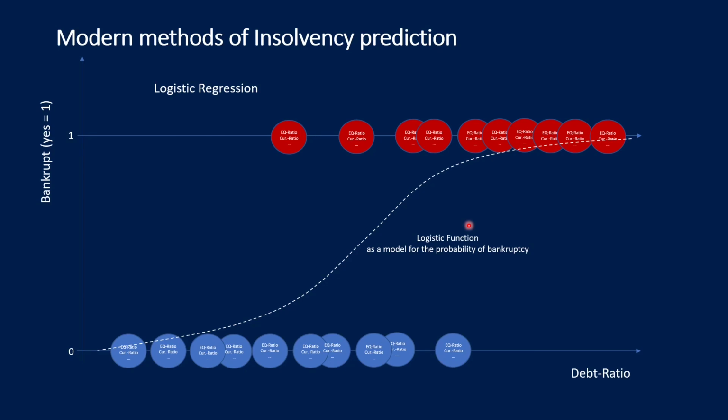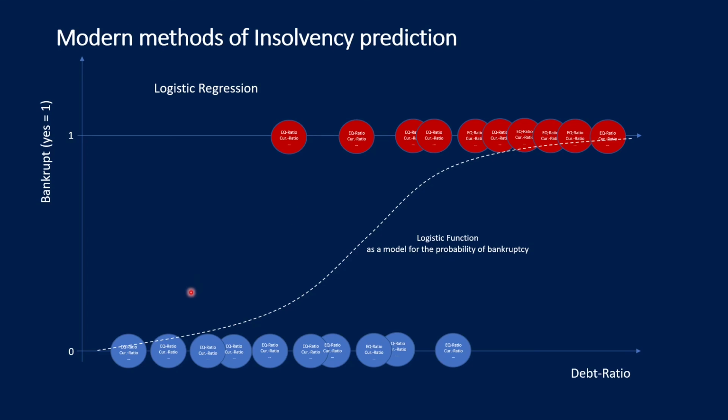How does that work out? We have the debt ratio here again, and we know that the bad companies all have rather high debt ratios, while the good companies rather have low debt ratios. And the bankruptcy here is modeled with a 0 or 1 as a dummy variable, so that we have the good companies down here with a 0 and the bad companies up here with a 1.